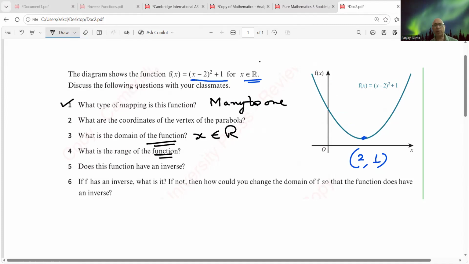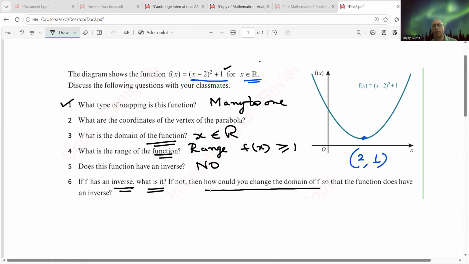Now to look at the range, which we have done already in another video, (x minus 2) whole squared is always positive or zero. So can we say the range is f(x) will always be greater than or equal to 1? Because I'm adding a positive value or a zero value to 1. So either it will become 1 or more than 1. Does this function have an inverse? No. If f has an inverse, what is it? If not, then how could you change the domain?